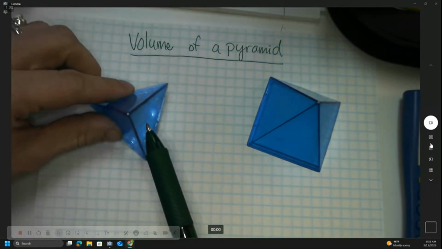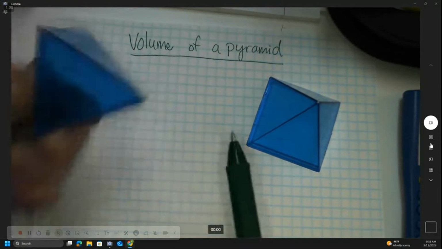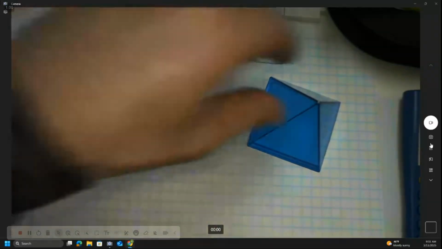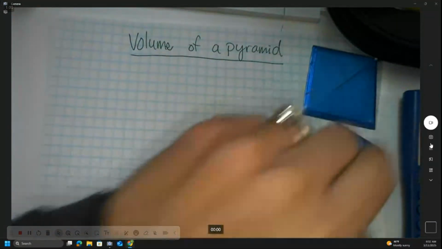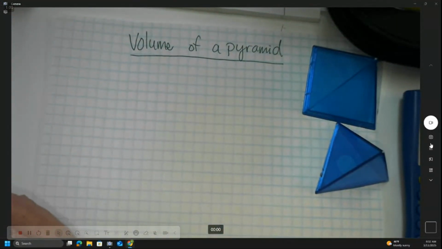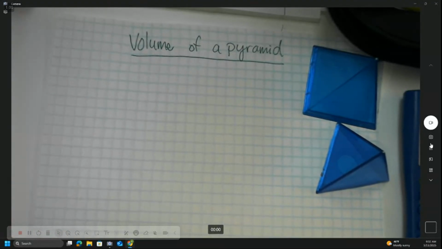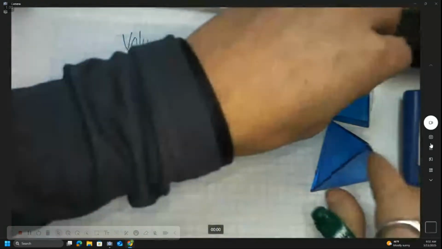This is called a triangular pyramid because the base is a triangle. This is called a square pyramid because the base is a square. There's other different types of pyramids as well. You might see a hexagonal pyramid, with the base as a hexagon. We're only going to really worry about these two right here.